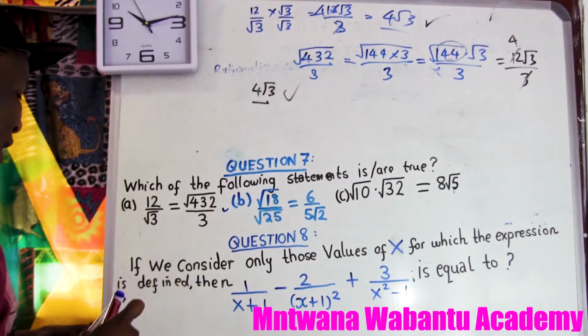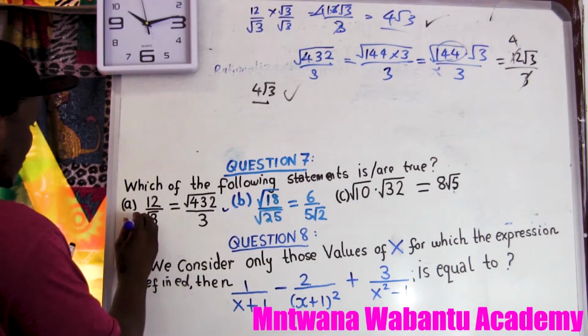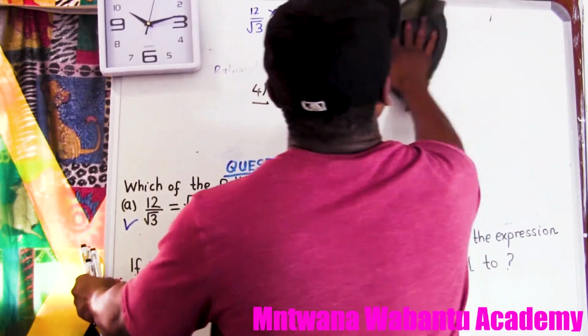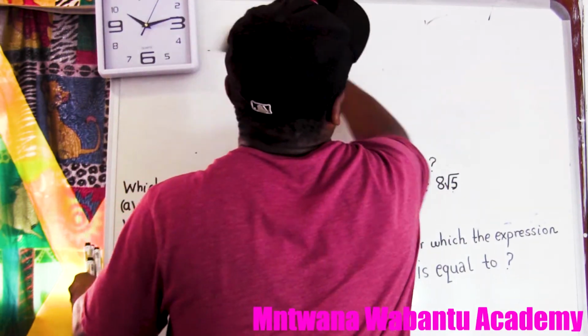So the left-hand side equals the right-hand side. This is true. Now we go for B. For B, interesting.